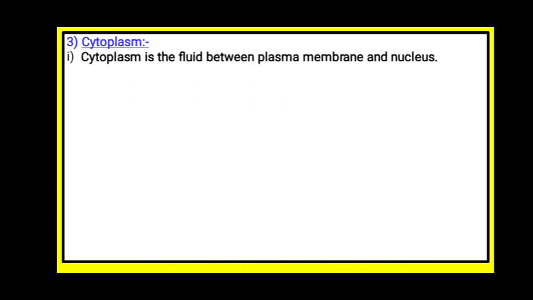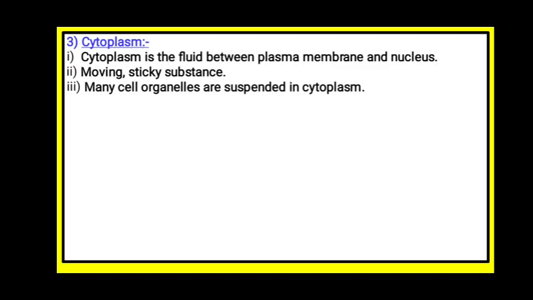Now we will be studying the third component of the cell, that is cytoplasm. It is a fluid which is present between plasma membrane and nucleus. It is a moving and a sticky substance. Most of the cell organelles are suspended in the cytoplasm. That means most of the cell organelles are present in the cytoplasm.